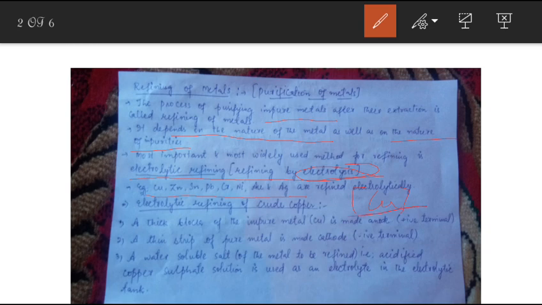We will study the electrolytic refining of copper. So what are the conditions required for electrolytic refining of a metal? We need a thick block of impure metal, the metal that we extracted in the last step. We need a block of that metal, and it is made anode. The impure metal is made anode.